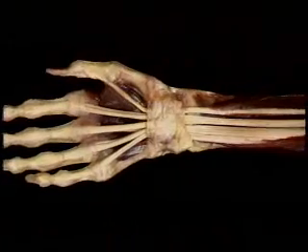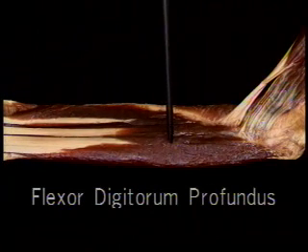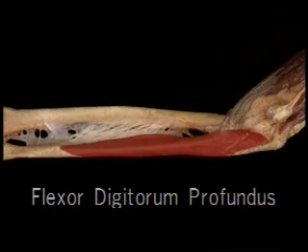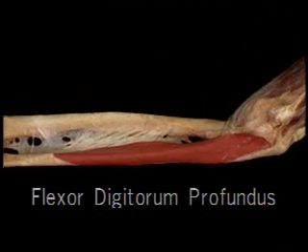Flexion of the fingers is produced by two long muscles, flexor digitorum profundus and flexor digitorum superficialis. Here's the deep finger flexor, flexor digitorum profundus. It arises from the anterior and medial surface of the ulna and from the interosseous membrane.